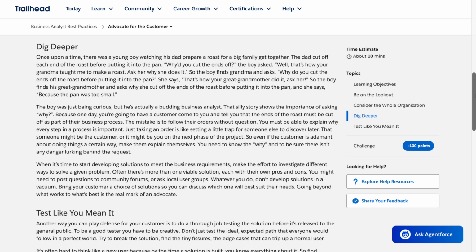When it's time to start developing solutions to meet the business requirements, make the effort to investigate different ways to solve a given problem. Often, there's more than one viable solution, each with their own pros and cons. You might need to post questions to community forums or ask local user groups. Whatever you do, don't develop solutions in a vacuum. Bring your customer a choice of solutions so you can discuss which one will best suit their needs. Going beyond what works to what's best is the real mark of an advocate.